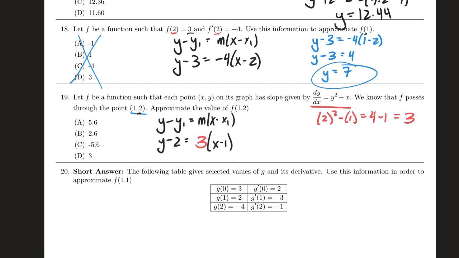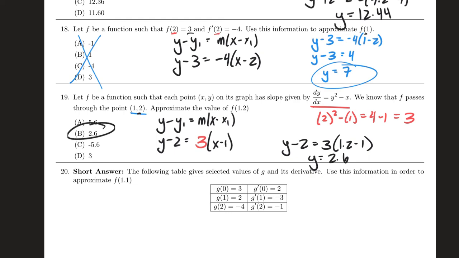And now I want to plug in 1.2. So y minus 2 equals 3 times (1.2 minus 1). And again, you'll have a calculator. So let's do 1.2 minus 1 is 0.2. 0.2 times that slope of 3, that's going to be 0.6. And I add the 2 to the other side, so I get 2.6 as my final y value.